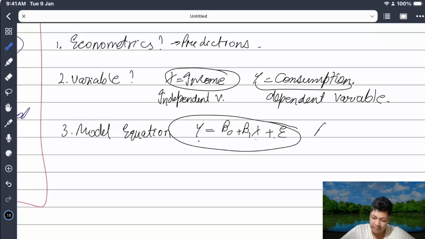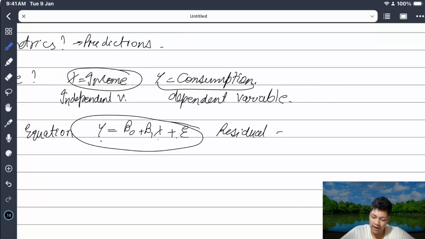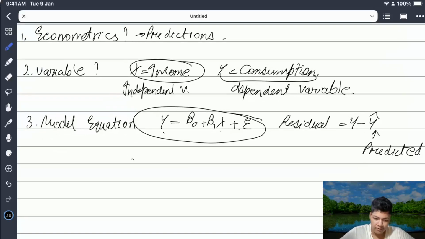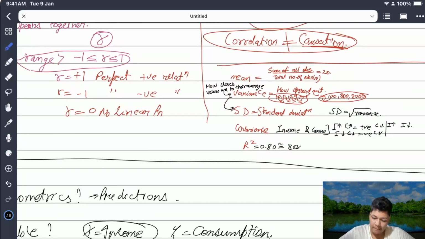What was the residual? Could you explain the residual? Residual was y minus y cap. This y cap was the predicted y. What was y? Y was the consumption, so predicted consumption. Next we have seen the mean, and all these five: mean, variance, standard deviation, covariance, and r square.